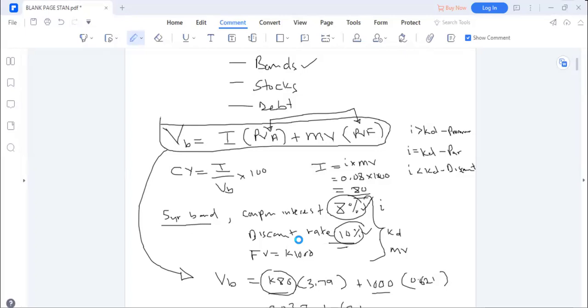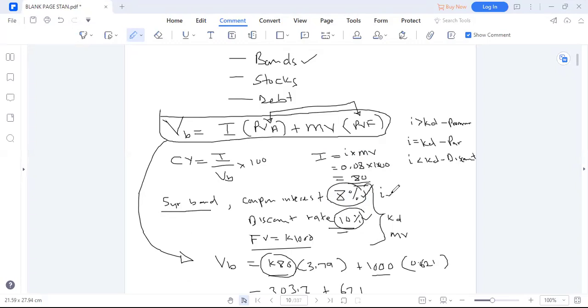Now, the job of the coupon interest is simply to compute the coupon payment. So small I times the maturity value, the face value, we're going to get big I. In this case, we've been given our coupon interest, which is our small I. So 8% of 1,000 is 80. This is the job of the coupon interest. That's where it ends. So the 80 comes here. Are we together so far?